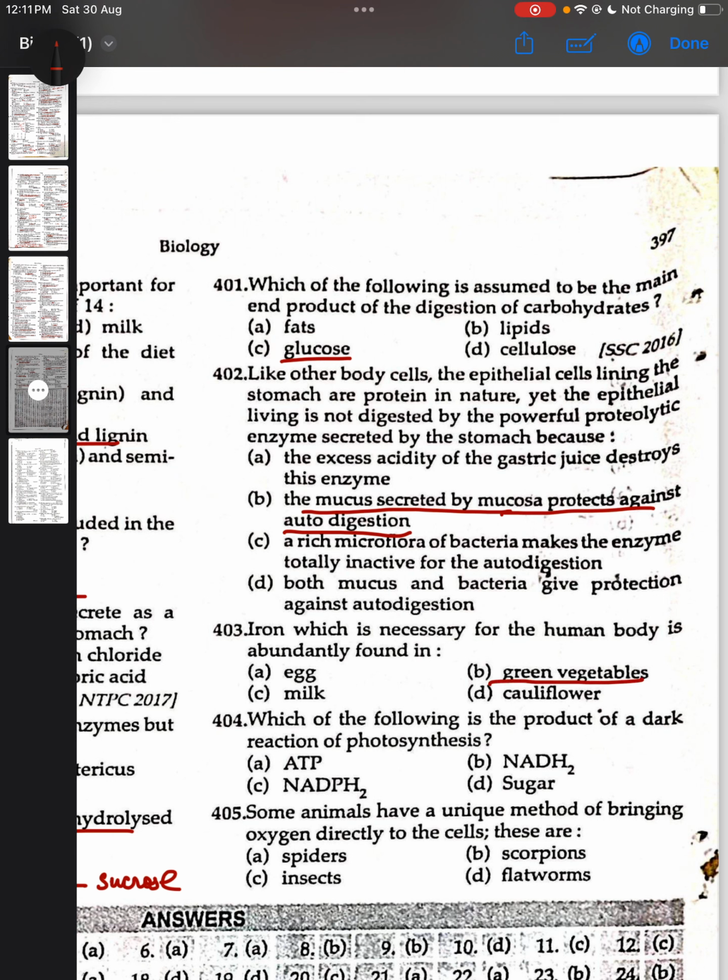Iron is necessary for the human body and is abundantly found in green vegetables. Which of the following is a product of the dark reaction of photosynthesis? The correct answer is sugar, and the dark reaction of photosynthesis is known as the Calvin cycle. Some animals have a unique method of bringing oxygen directly to cells. These are insects, and they do this through the trachea method.